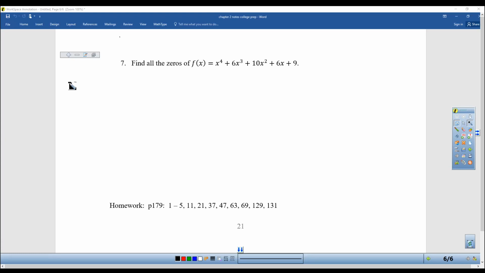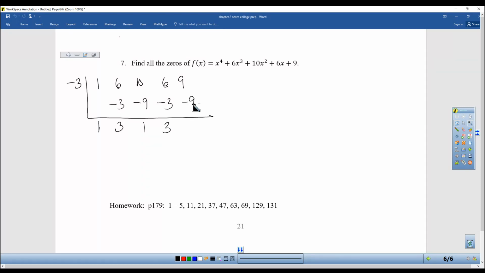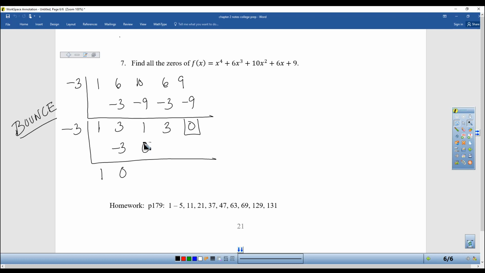So I'm going to take the -3 that I found, and I'm going to put it in my synthetic. 1, 6, 10, 6, 9. Add, multiply, add, multiply, add, multiply, add, multiply. And when you get the 0, you know you did it right. But because it was a bounce, you have to use it twice. This is where some kids get stuck. They don't know what to do. Add, multiply, add, multiply, add, multiply, add.